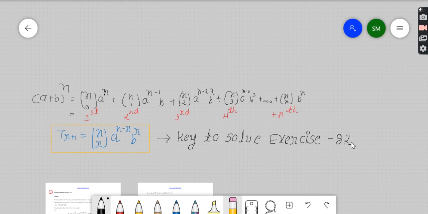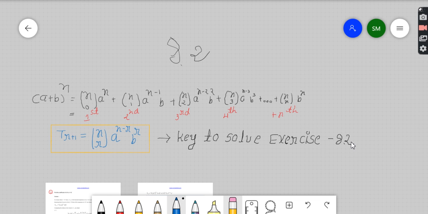How to solve exercise 8.2. Alright, exercise 8.2. Not very difficult. Now in this 8.2 exercise, what is the requirement?